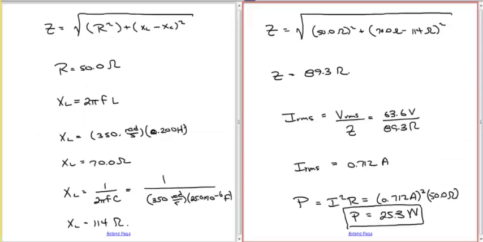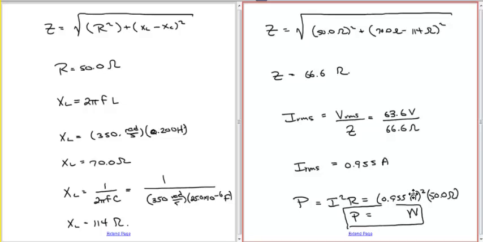Okay, let me just look at my calculator. I may have just calculated this wrong. 50 squared plus the difference between 70 and 114 squared. Take the square root. 66. Okay, I just made a calculator error. So this is actually 66.6. So let's change that. 66.6 ohms. 63.6 divided by 66.6 is 0.955 amps. Put that in there, 0.955 amps.